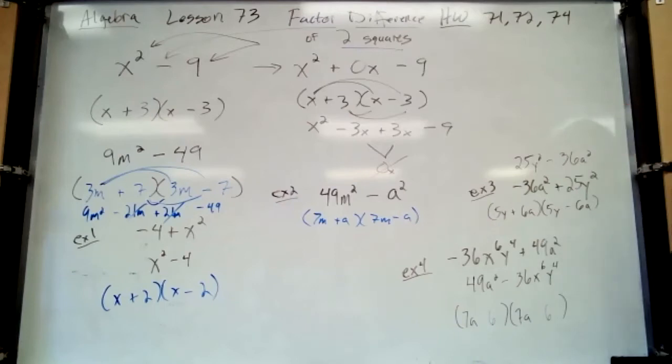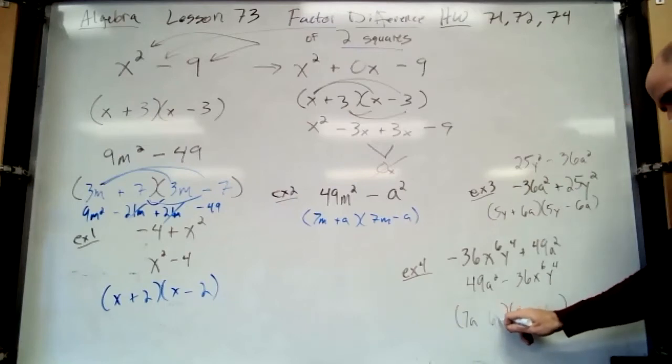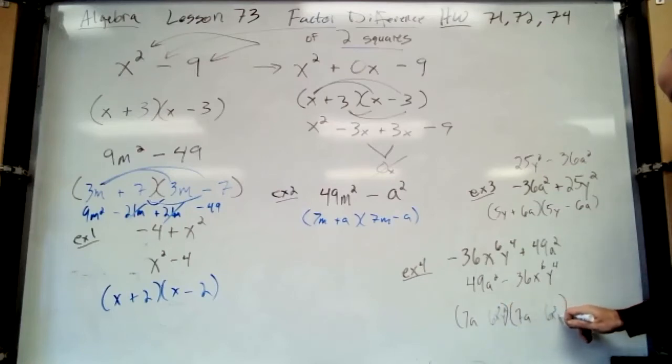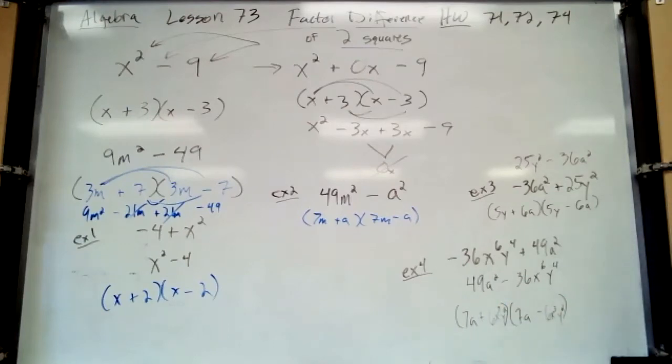X to the 7th, just cut it in half. So this is x to the third, and then y squared, x to the third, y squared. One of them's added, one of them subtracted, and you're done. See how it's difficult to make these difficult?